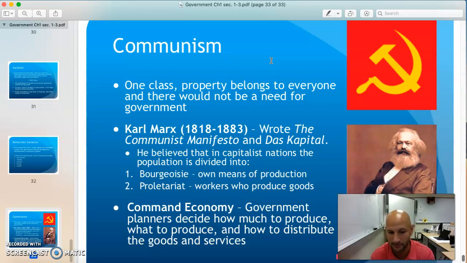So he believed in a command economy, a communist command economy, meaning the government planners decide how much to produce, those three questions: what to produce and how to distribute the goods. And he put all the money towards the military and he hid it and he made the economy look good. So we have command economy communism. We have Karl Marxonian communism, pure communism. When I say pure communism, I'm talking about the Karl Marxonian communism. When I talk about a command economy, think of a dictator planning where everything's going to go.